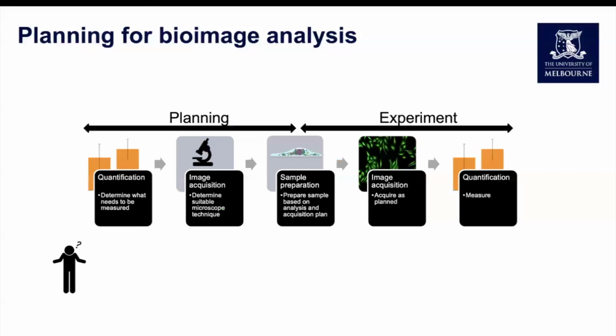In order to do this, there are a number of steps. First of all, we need to look at the planning side before we get to the experimental side. Really the first thing we need to do is to think about the endpoint quantification that we're wanting to do. That will determine all of the steps that we have to go through from there. Once we've determined what needs to be measured, that will inform us in terms of how to acquire the data and which microscope to use. That will also inform us in terms of how we should prepare the sample.